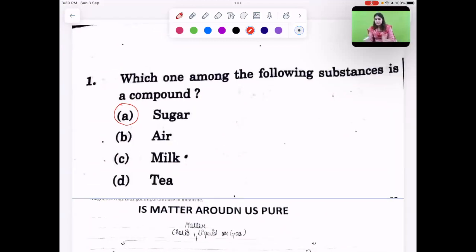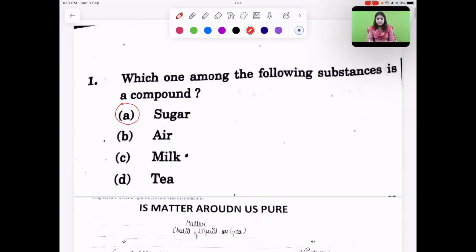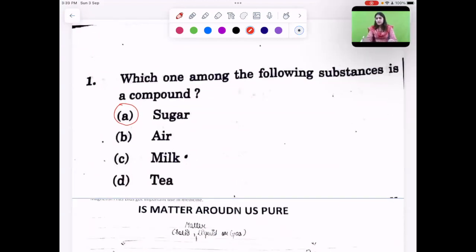I'm going to solve science questions of CDS 2 2023 examination. And as you know, we claim 90% of the questions are directly from our notes. So with each question, let's start.